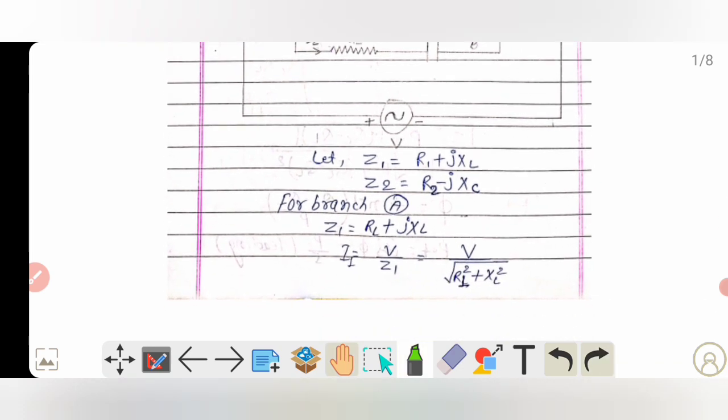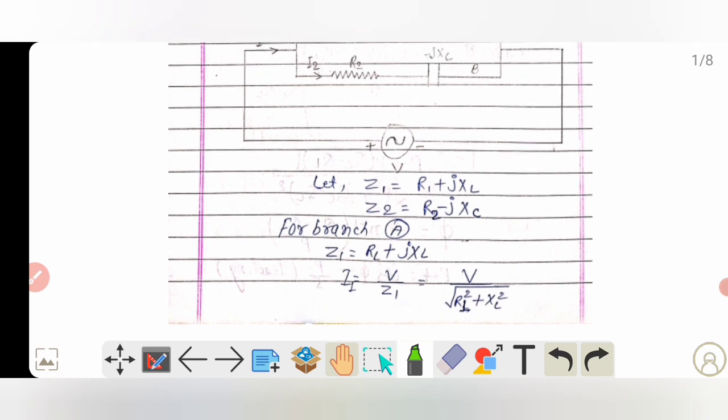Now, for branch 1, if we want to calculate the value of current, we know that for the calculation of current, I is equal to V by impedance. And the magnitude of impedance will be equal to root under r1 square plus xL square. So this will be the current across branch 1.